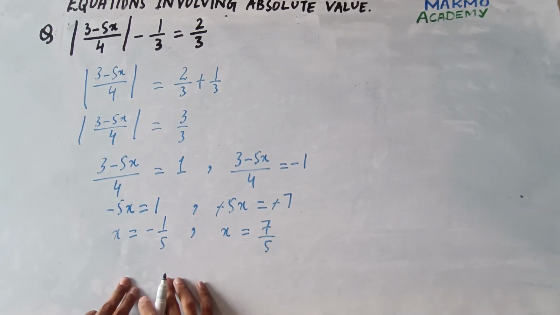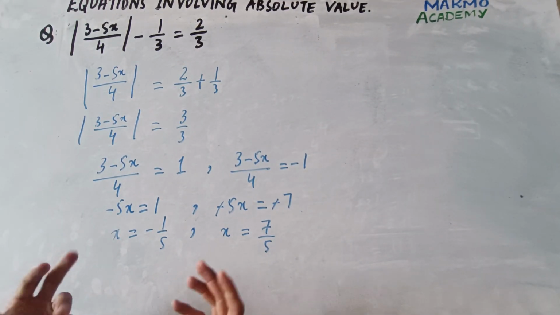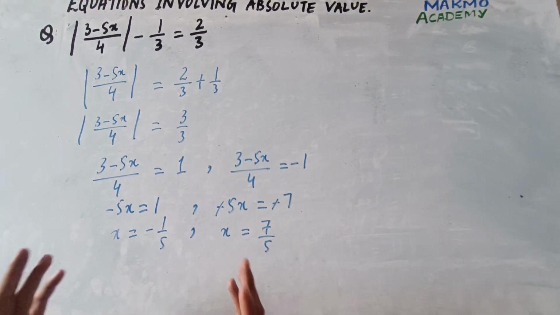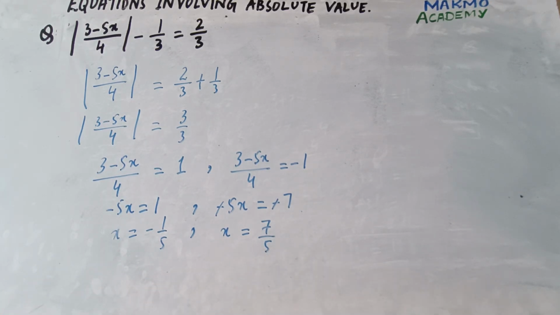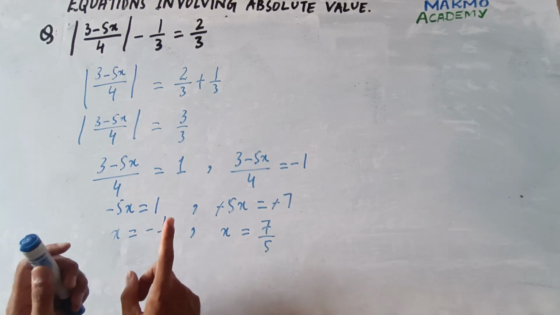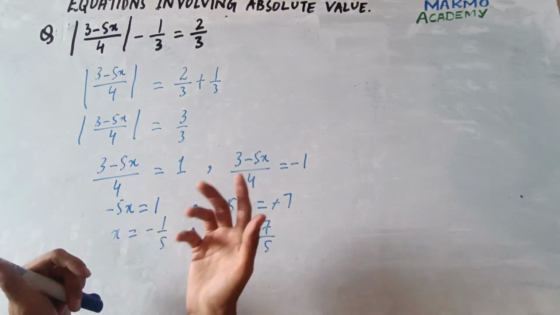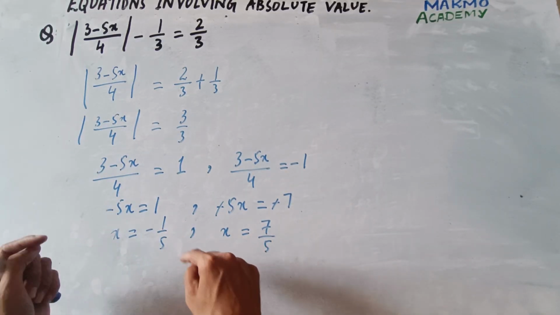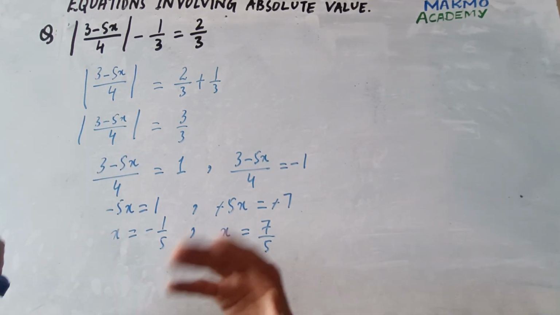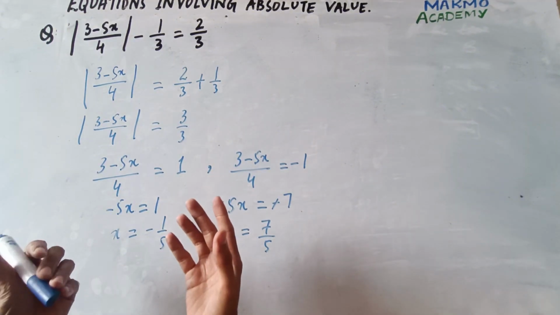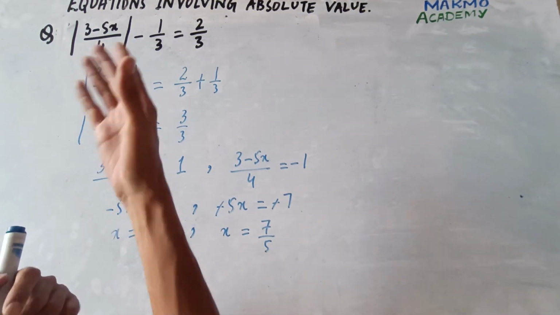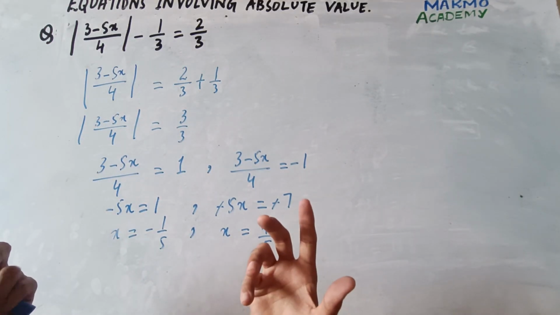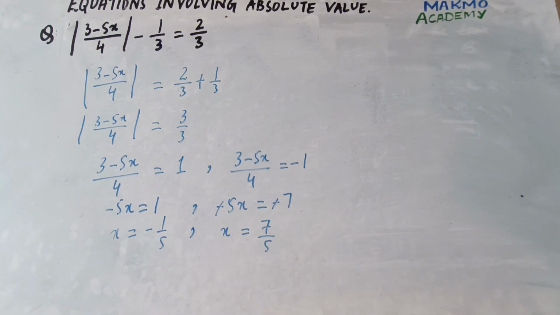So these are the values that you will get for x in this particular equation, minus 1 upon 5 and 7 upon 5. Now remember one thing, that it is not necessary that these two answers will satisfy your equation, as I told you in the first example as well. If it is asked in the question to check the extraneous root or to verify, then you need to put both the values of x in your original equation, and if both are satisfying, it means that there is no extraneous root. But if any one of the values is not satisfying your original equation, that means that it is a root, but it is actually an extraneous root. So this is how we solve equations involving absolute value.